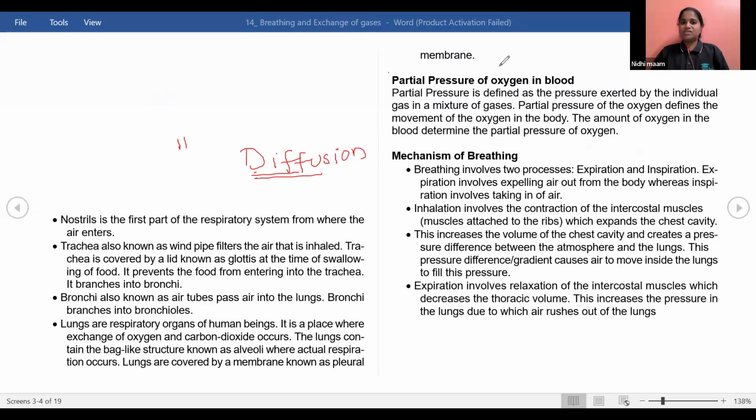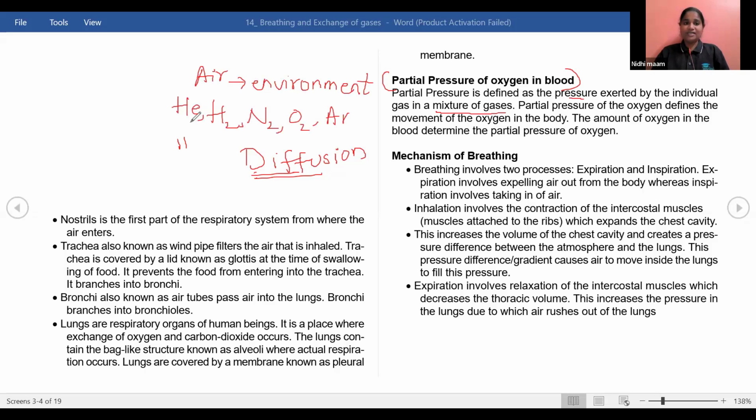So in that we have to concentrate on partial pressure. What do you mean by partial pressure? It is the pressure exerted by an individual gas in a mixture of gases. The air we respire from the environment does not contain only oxygen. It contains many other gases, traces of helium, hydrogen, nitrogen, oxygen, argon. All these will be present in the air.